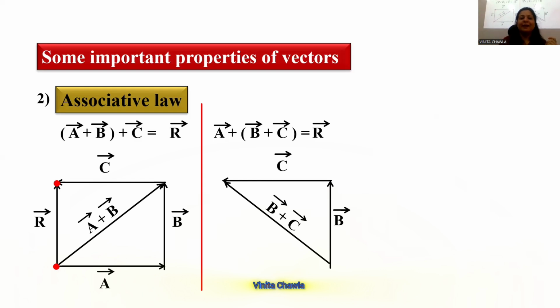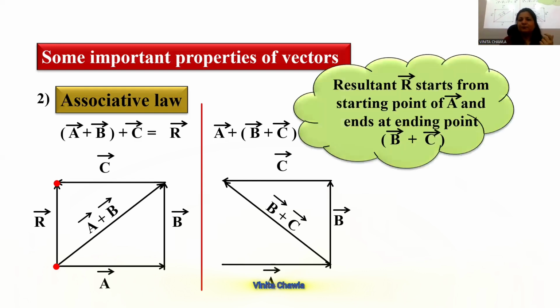Now if we add vector A to it, then the resultant is the same vector. It starts from the starting point of A and ends at the ending point of B plus C, and this is the resultant vector. So you can see in both the cases we are getting the same vector R. Vector R will not change.